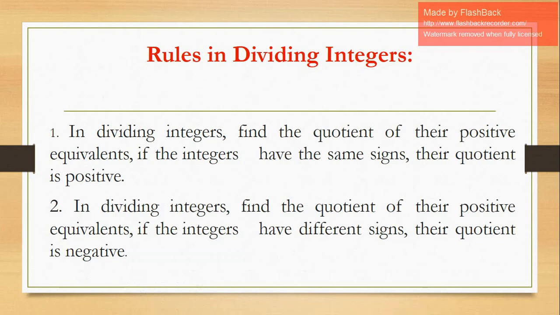So, the second rule in dividing integers. In dividing integers, find the quotient of their positive equivalents. If the integers have different sign, their quotient is negative.